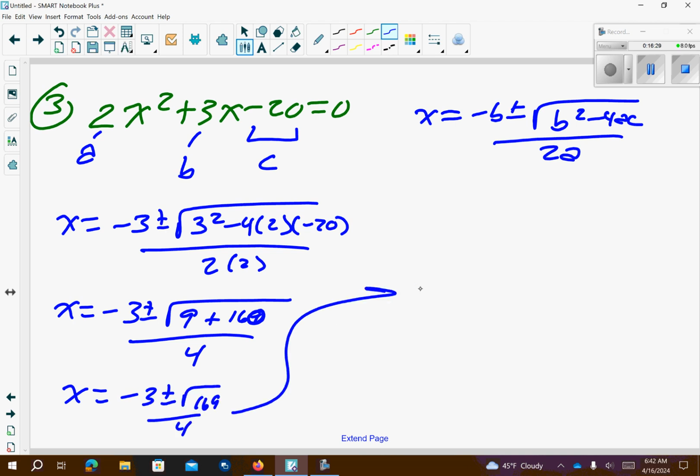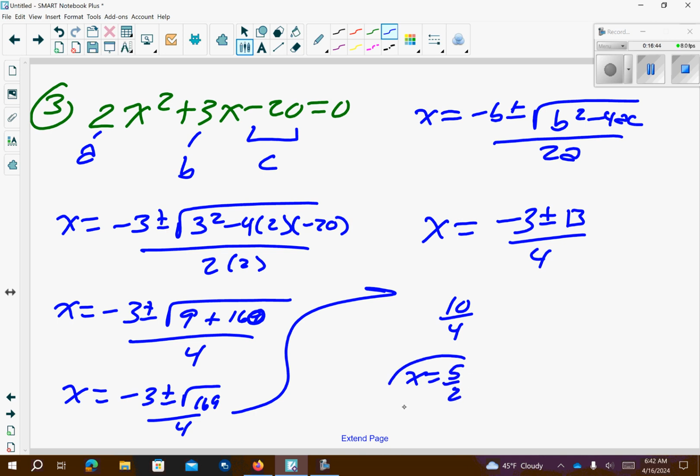What did you get when you did square root 169 on a calculator? Did you get 13? Cool. So you get negative 3 plus 13 is 10. So that comes out to 10 over 4. So x equals, reduce that, that's 5 over 2. There's one answer. Negative 3 minus 13 is negative 16 over 4, which just comes out to negative 4 for an answer. There's your 2 answers.